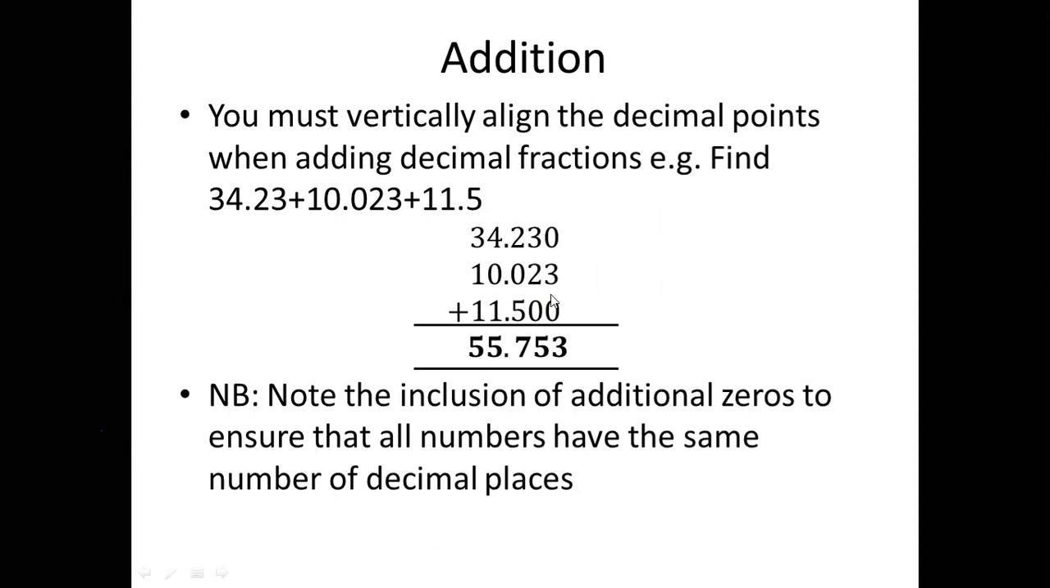Adding these, 0 plus 3 plus 0, that's 3, 3 plus 2 plus 0, that's 5, 2 plus 0 plus 5, that's 7, 4 plus 0 plus 1, that's 5, 3 plus 1 plus 1, that's 5. So this will give you 55.753. Right? So note the inclusion of additional zeros to ensure that all numbers have the same number of decimal places. And those zeros are added to the right. You cannot add the zeros to the left or anywhere in between those numbers.